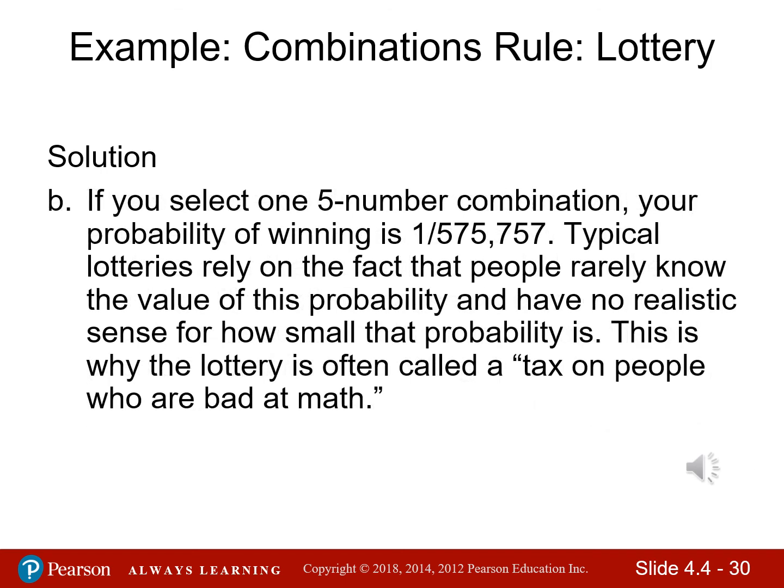Recall for part B, we want to find the probability of winning the jackpot when one ticket is purchased. The solution for this is, if you select one 5-number combination, your probability of winning is 1 over 575,757. Typical lotteries rely on the fact that people rarely know the value of this probability and have no realistic sense for how small the probability of winning really is. This is why the lottery is often called the tax on the people who are bad at math.